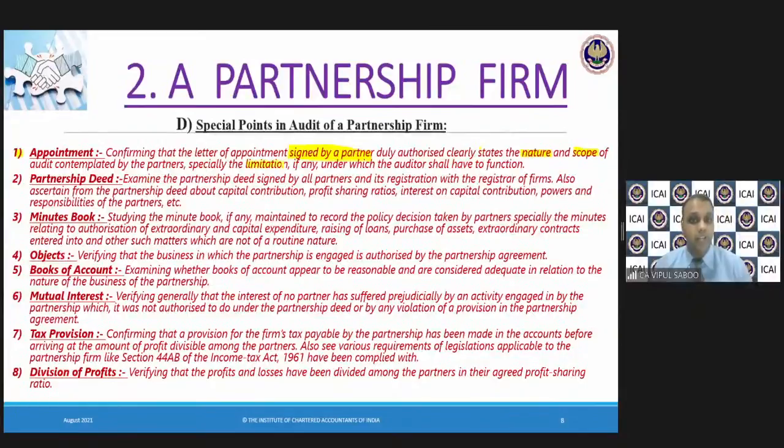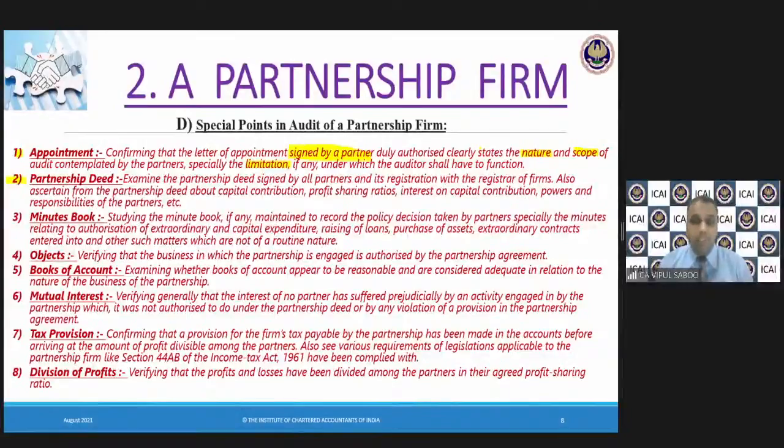Limitations, we discussed what kind of limitations. Partnership deed, you should always ask for the partnership deed. Every time, even if it is a recurring audit, you should always ask for a partnership deed. Sometimes it happens that the partners themselves change the deed on their own and they don't even tell you. So we always have to check whether the partnership deed has been signed by all the partners and registered with the registrar of firms if the partners want.